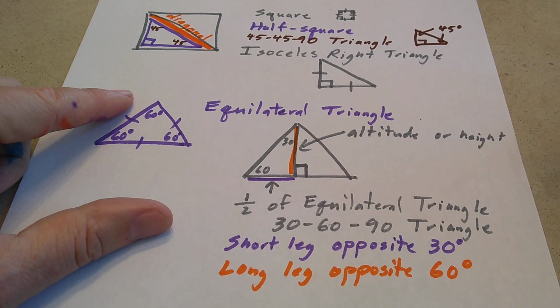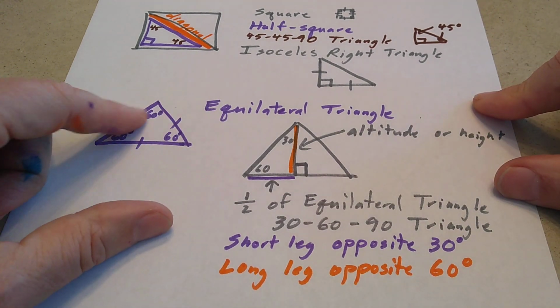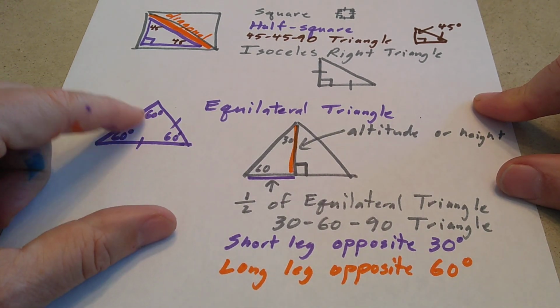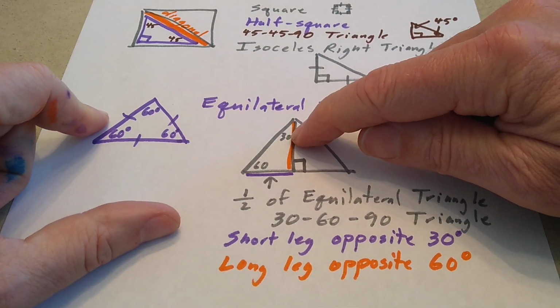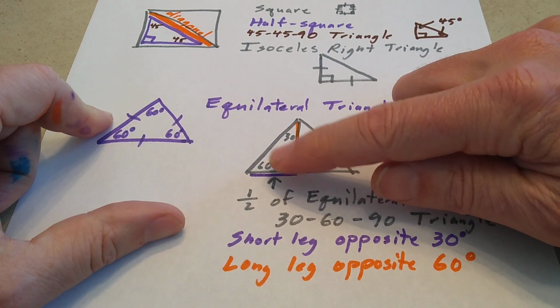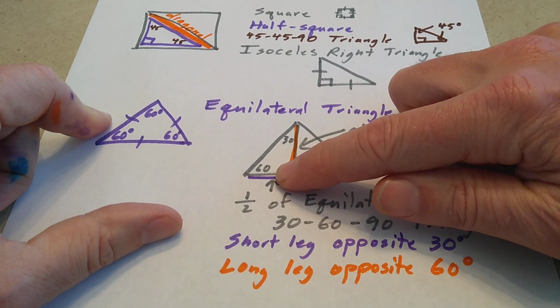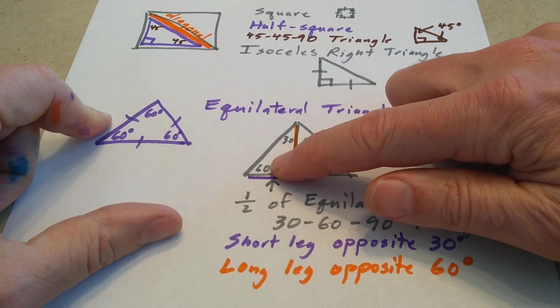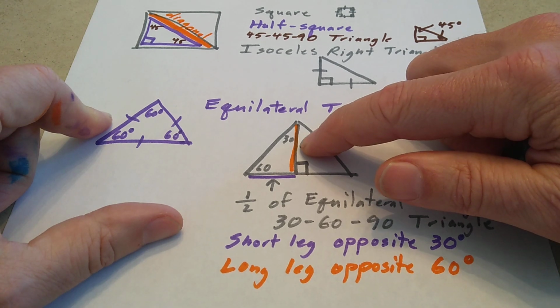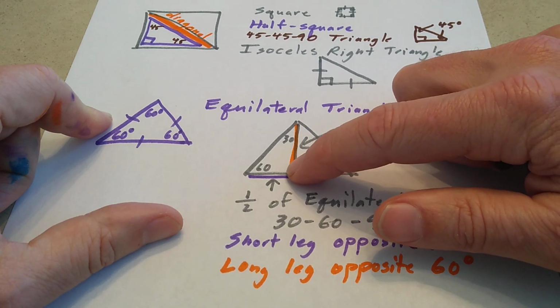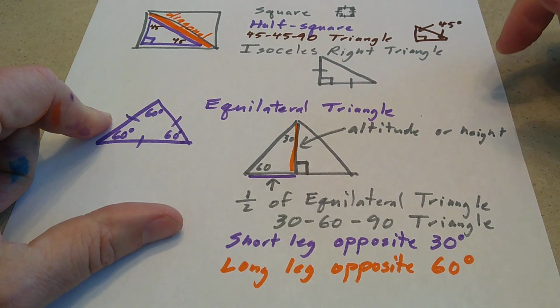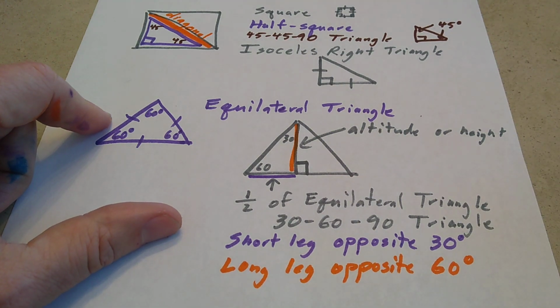And then the other thing you should just recognize, in the same way that this thing all has 60s because the sides are all equal, the 30 angle is opposite from the shortest leg. And the 60 angle is opposite from the longest leg, and then obviously the 90-degree angle is opposite from the hypotenuse, which is the ultimately longest side.